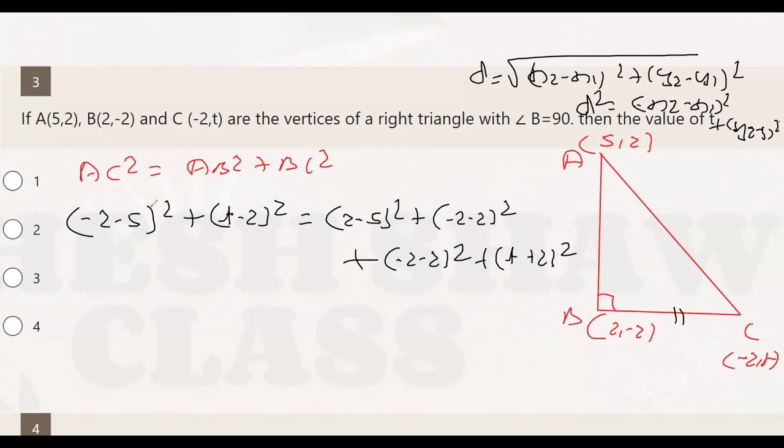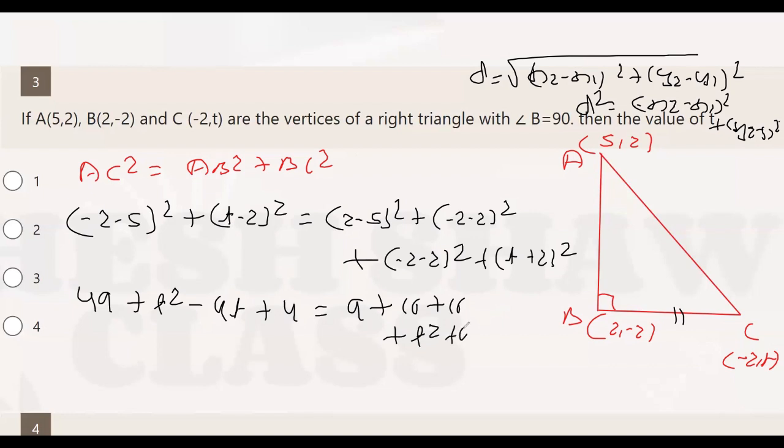Now if I do the expansion, this is minus 7 whole square, which is equal to 49. This is t minus 2 whole square, applying a minus b whole square, this is a square minus 2ab, which is minus 4t, plus b square, which is 2 square, that is 4. Minus 3 whole square is 9. Minus 4 whole square is positive 16, minus 4 whole square again 16. And the expansion of this, a plus b whole square, is a square plus b square plus 2ab.